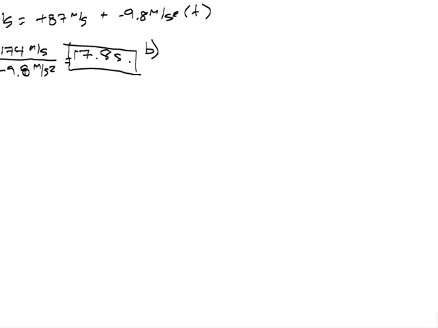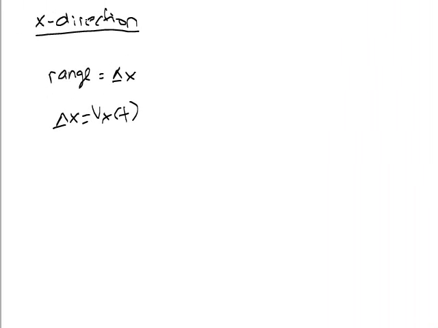And finally, we are asked to calculate the range. To calculate the range, we will analyze the horizontal motion. The only equation that describes horizontal motion is range equals Vx times time. The Vx for this particular projectile is 50 meters per second. The time we just calculated was 17.8 seconds. So the range will be 890 meters.